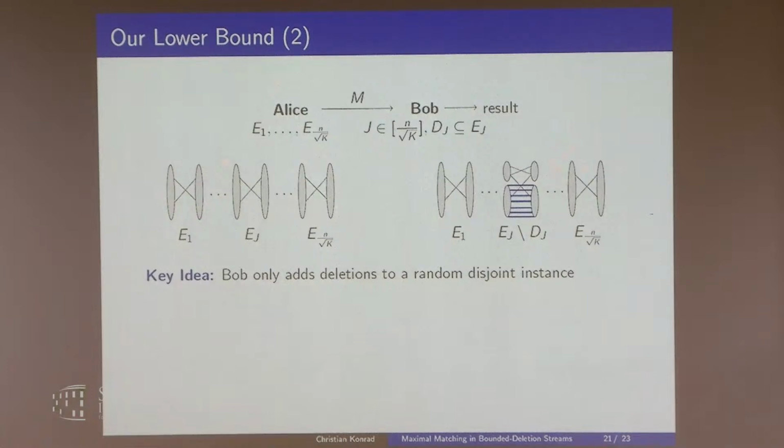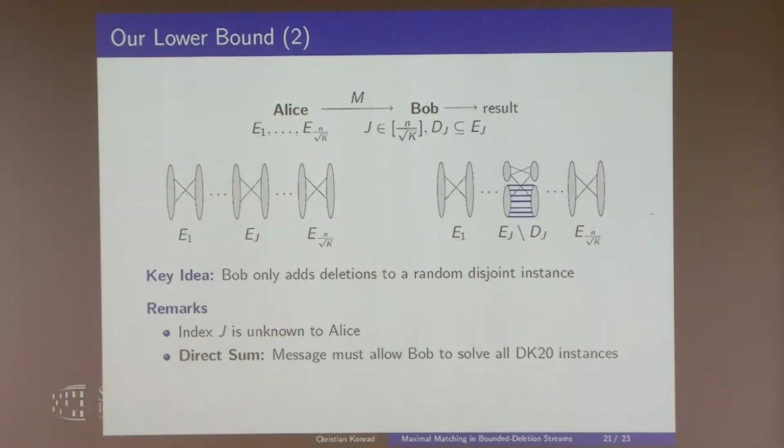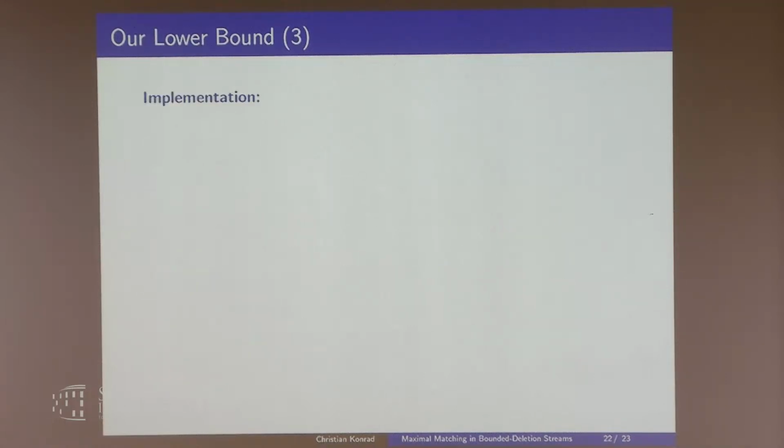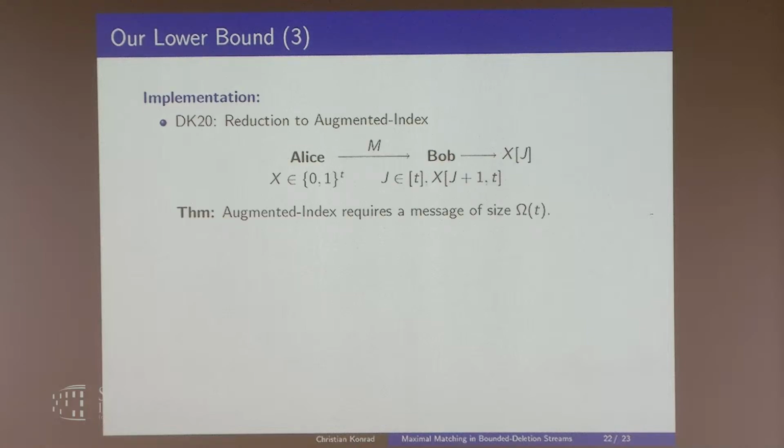So this is essentially the direct sum technique, and the index j is unknown to Alice. That's basically a direct sum argument that we would get here. So implementing this is basically just one last comment. The DK20 lower bound, the way it's established, is basically a reduction to an augmented index problem in the end. Alice holds a long bit string, Bob holds the suffix of the bit string and needs to output one specific position.